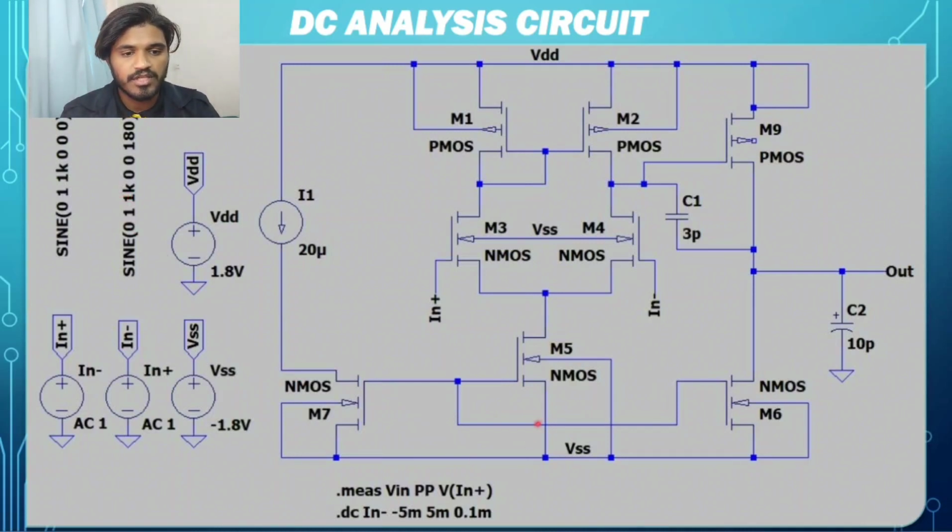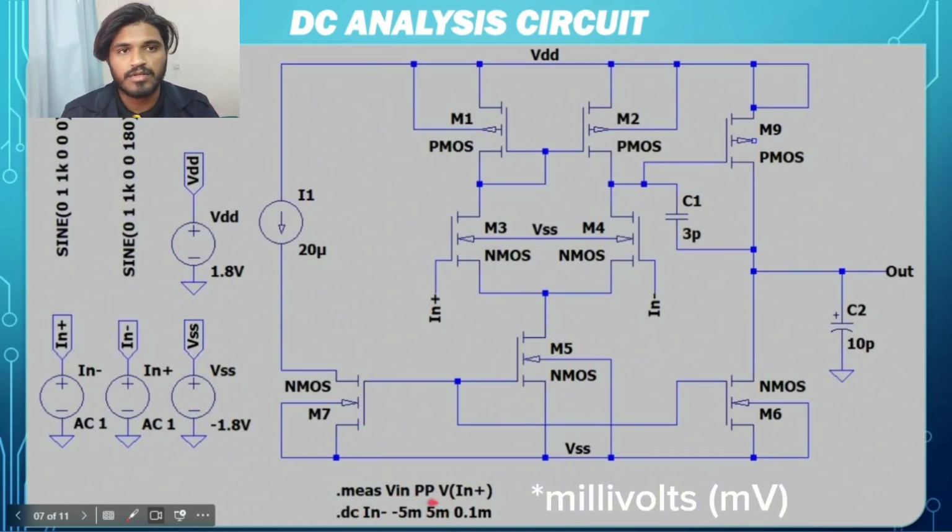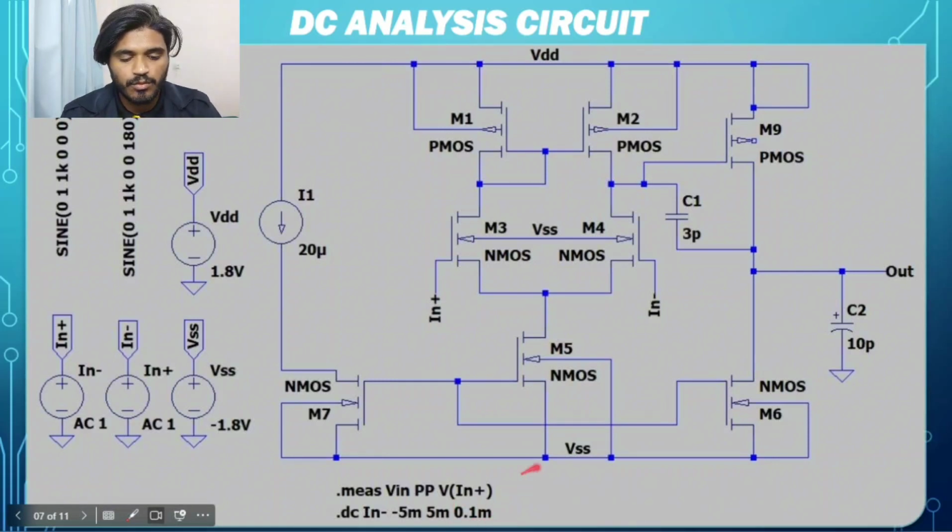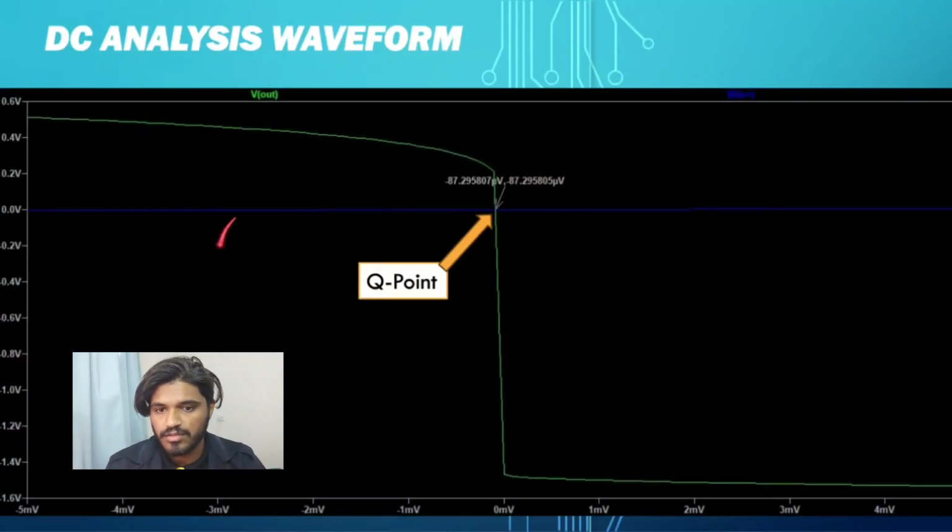For the DC analysis, we made a linear analysis with negative 5 milliseconds of start time and 5 milliseconds of stop time with 0.1 milliseconds of increment. With this, we get the waveform as below.